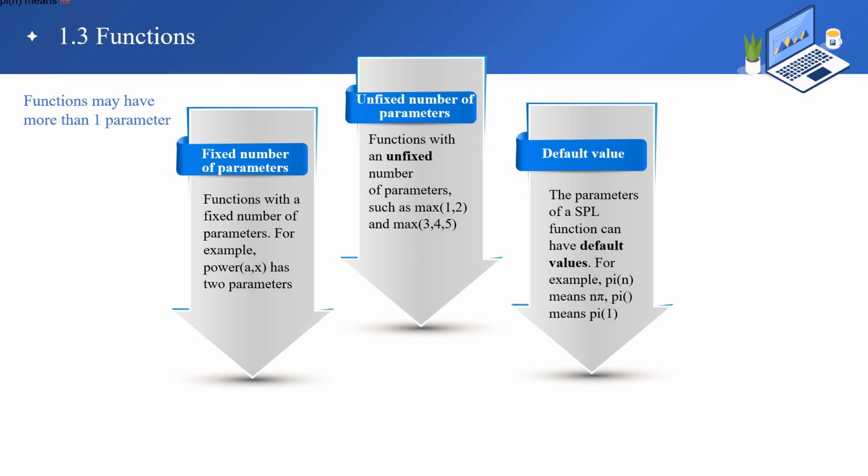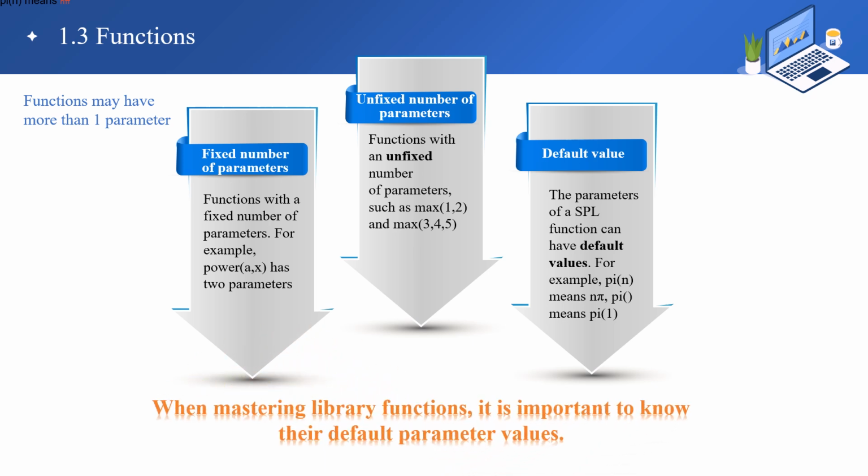The parameters of a SPL function can have default values. Parameter n in the pi function takes 1 as its default. pi(n) means n times pi, but in most cases the function returns 1 pi. So pi() means pi(1). It is important to know the parameter default values, otherwise you may not understand the code written by others. Not all programming languages support parameter default value. All features introduced as yet are not beyond Excel.